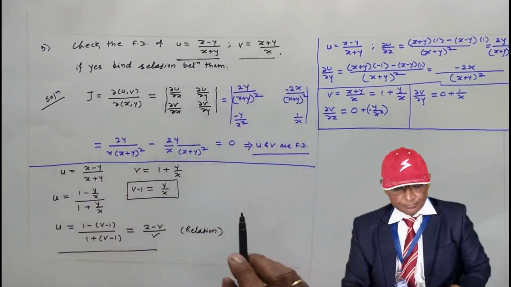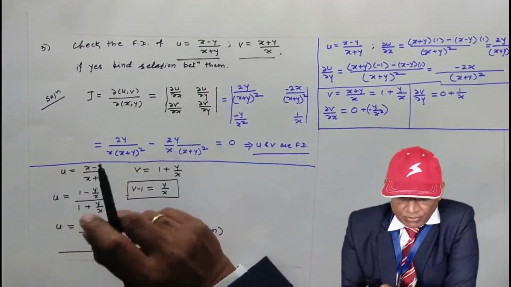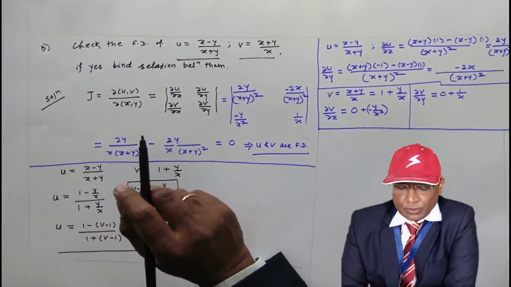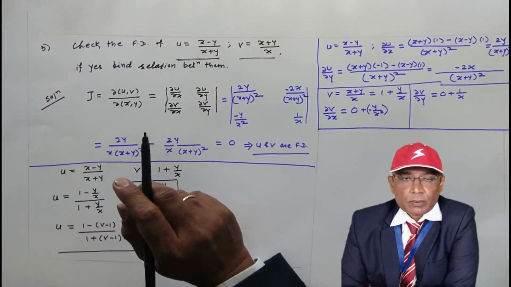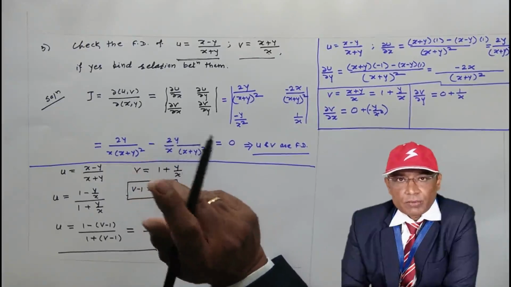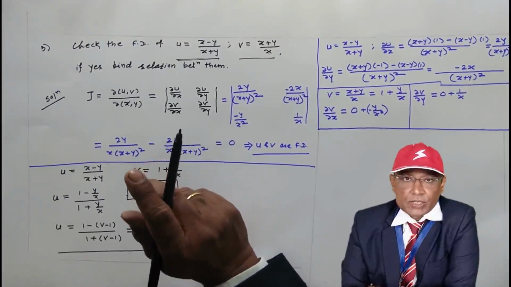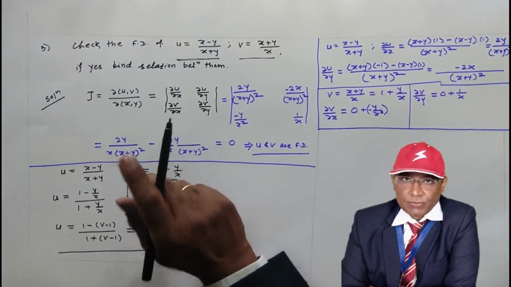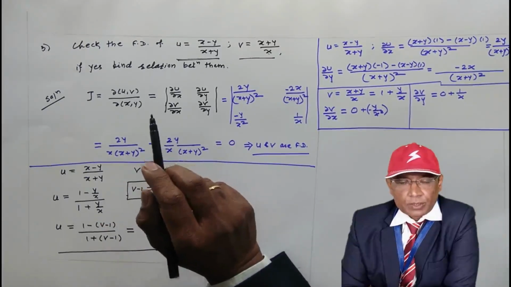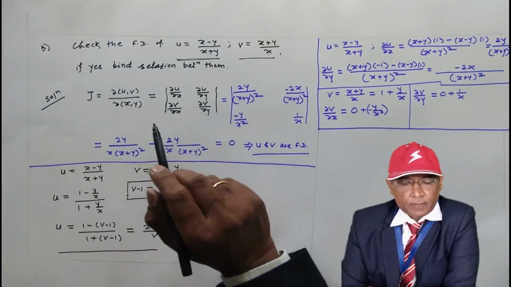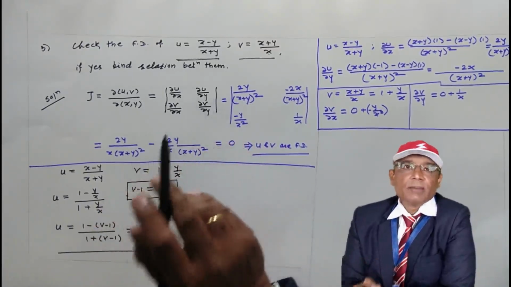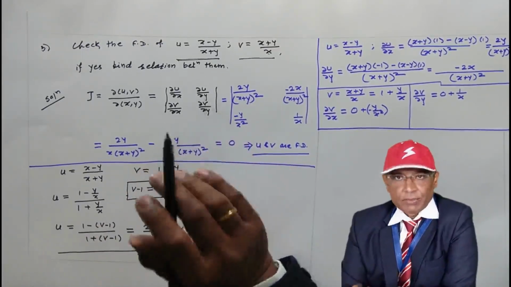Okay, now we discuss functional dependence and independence. I repeat, when the functions are functionally dependent, if its Jacobian is 0, then they are called functionally dependent. And if the functions are functionally dependent, then we can find the relation between them, otherwise not.